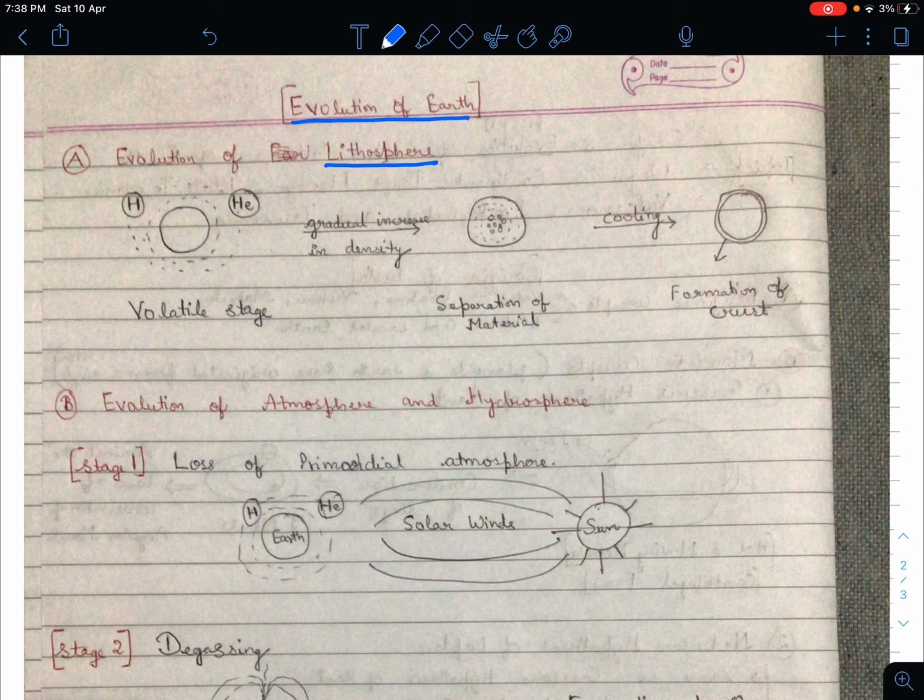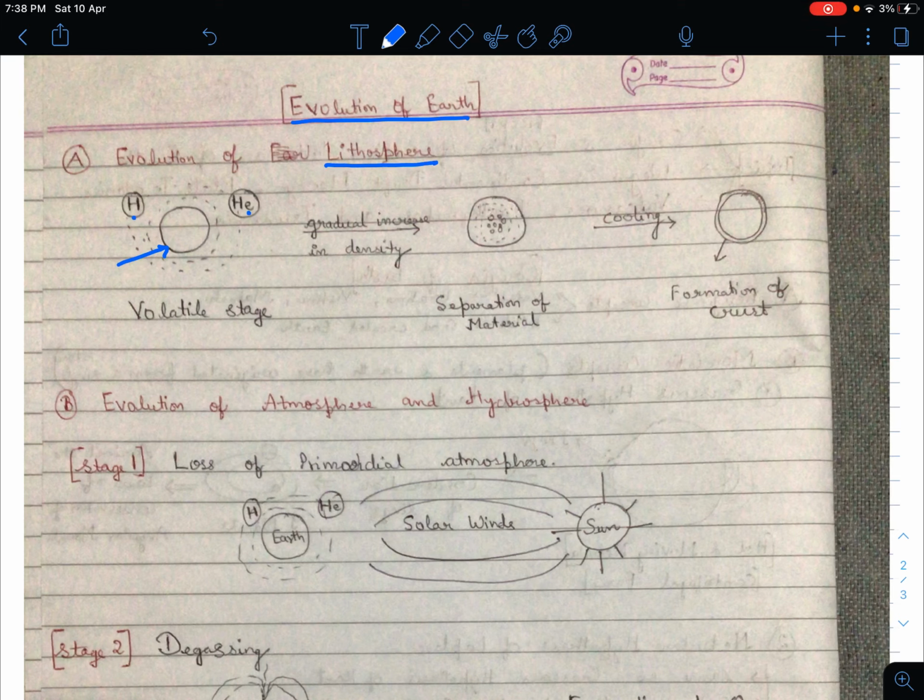The earth, so can you see this is the earth, and when it was in its volatile stage, the initial stage is called the volatile stage. In this, in the atmosphere of the earth, there was only hydrogen and helium. Only hydrogen and helium were present. Why hydrogen and helium were present? Because earth comes from the sun, and sun also consists of hydrogen and helium.